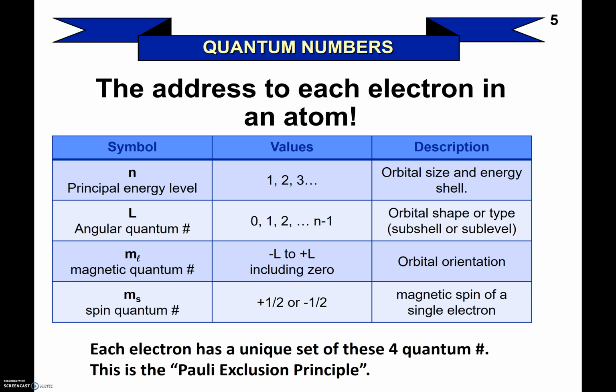Then there's the quantum number m sub L, and that has to do with the orientation. Is it along the x-axis, the y, the z? How is it different from the other ones? And then lastly, to find the electron, within each orbital you can have 2 types of electrons. They call it spin up or spin down, plus 1/2 or minus 1/2. Why? Because those are the numbers that come out of the quantum chemistry calculations. Each electron is going to have a unique set of 4 quantum numbers.